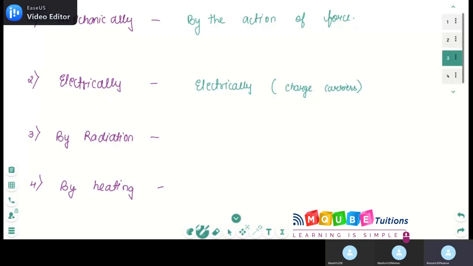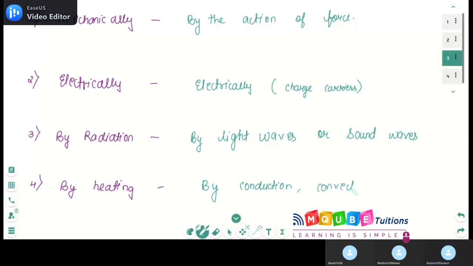Now the next one is by radiation. Radiation means by the light waves or sound waves. And the last one is by heating. So that is by conduction, convection, or by radiation. So these are the four ways in which the energy can be transferred from one to another. Yeah, in your book.